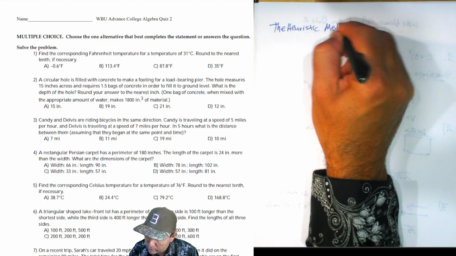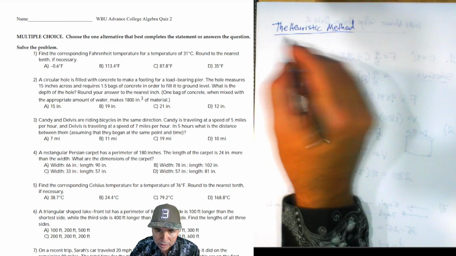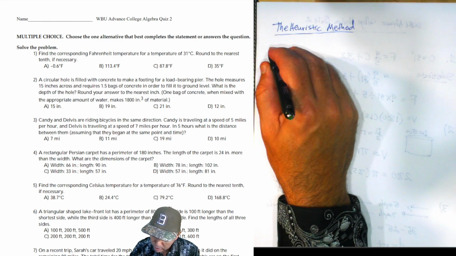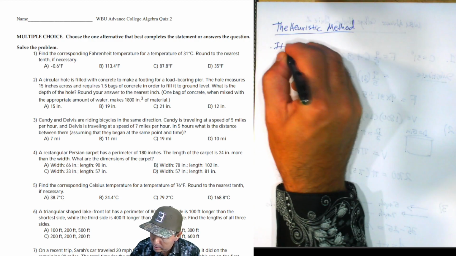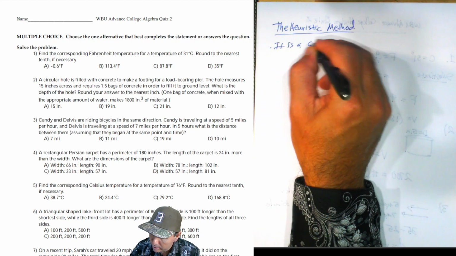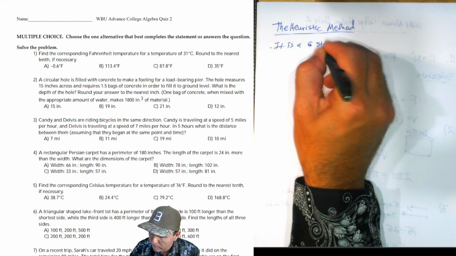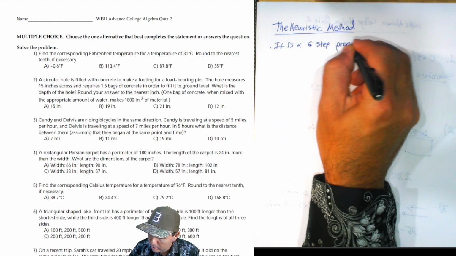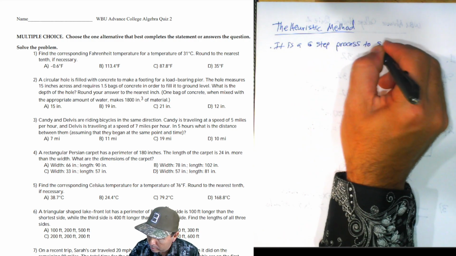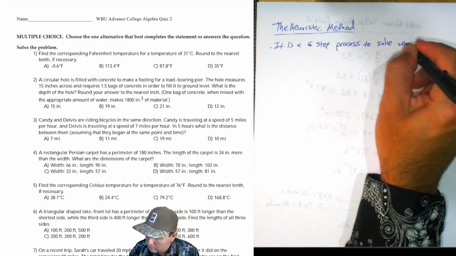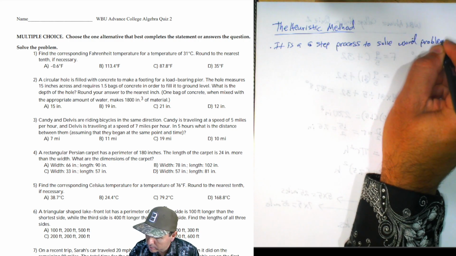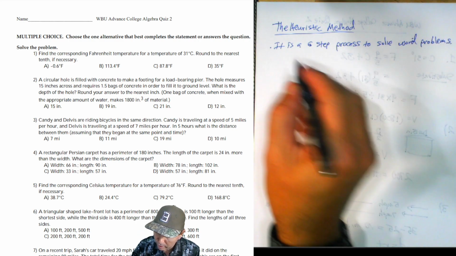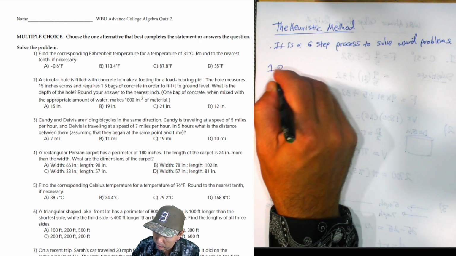Okay, what is the heuristic method? Well, it's a 6-step process, right? So what is it? It is a 6-step process to solve word problems. All right, so here are the 6 steps. Number 1, obviously, we need to read the word problem.